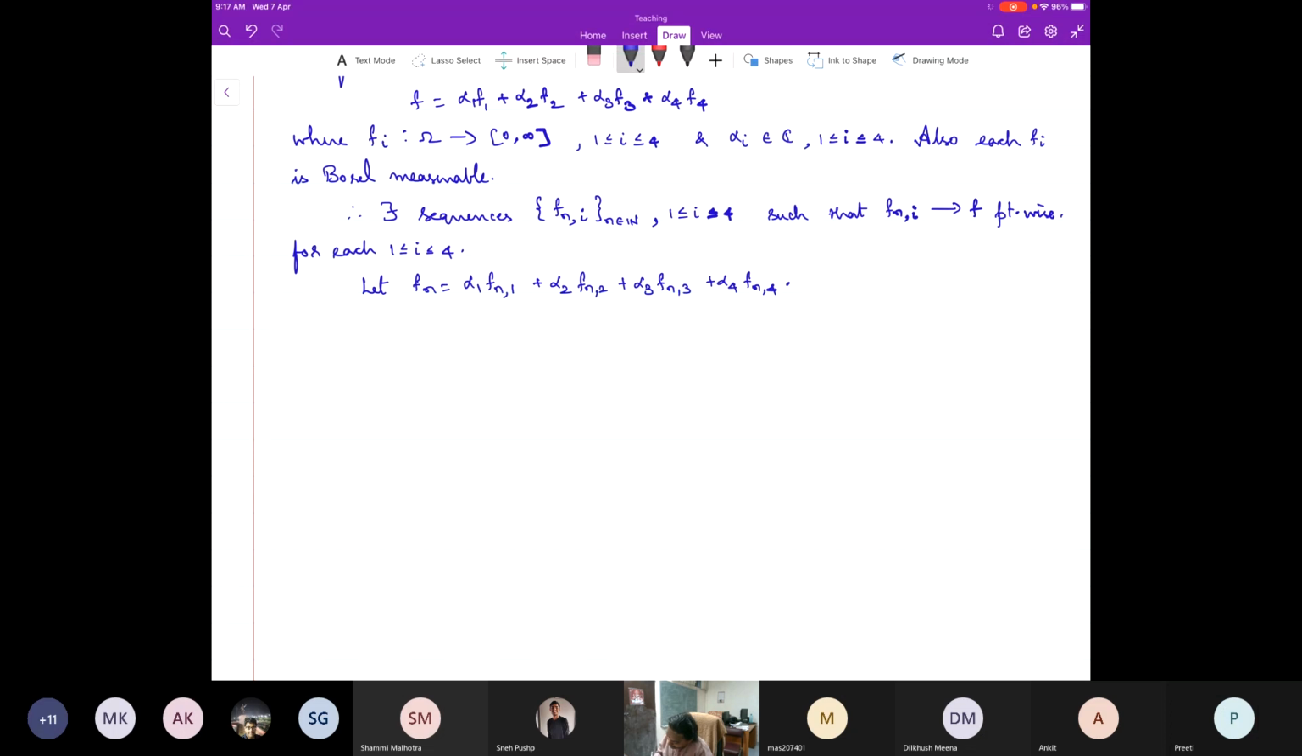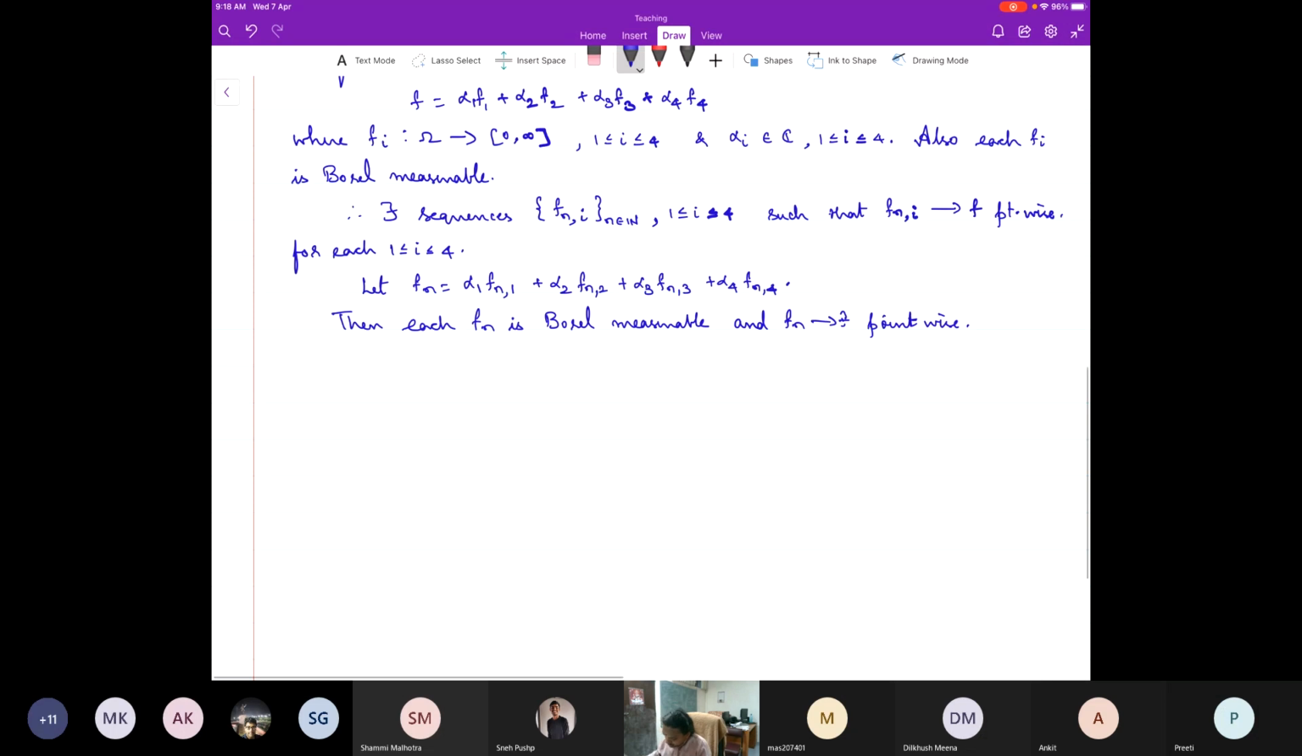Then each fn is Borel measurable and fn converges to f pointwise. That's it.